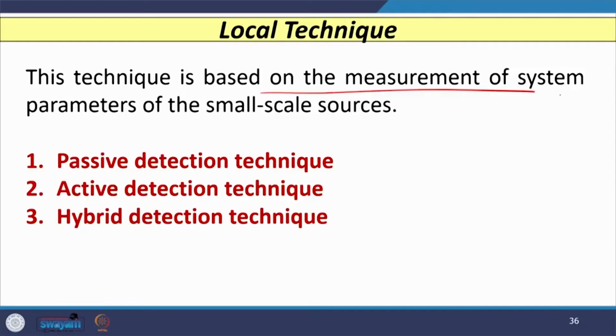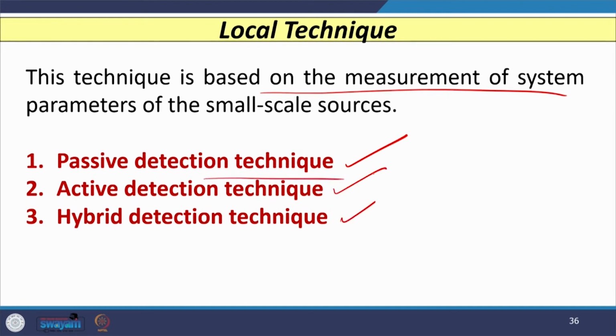So, sometimes when such a cost barrier is there, then the local technique can be used. This technique is based on measurement of parameters at the point of common coupling or maybe at small scale resources, at distributed generators or maybe DER level, and these techniques are categorized as passive detection technique, active detection technique and hybrid detection technique.